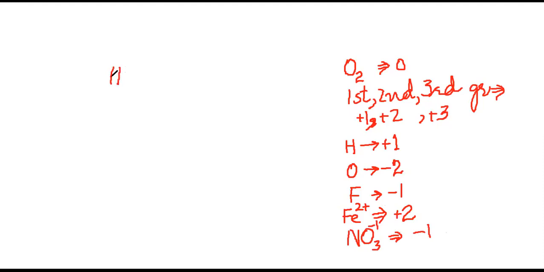So let's have the same example, HClO4. How to calculate the oxidation number of chlorine in HClO4? The oxidation number of chlorine, which we are going to calculate, will be X. What is the oxidation number of hydrogen? It is plus 1. Chlorine, we don't know, it is X. Oxygen, minus 2. How many atoms here? 4, multiply with 4.